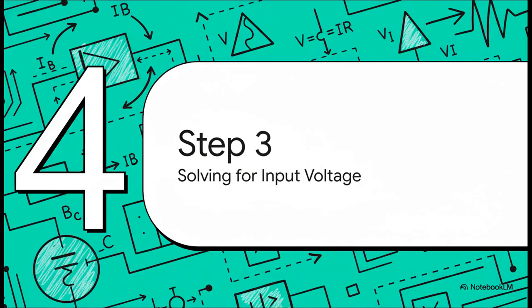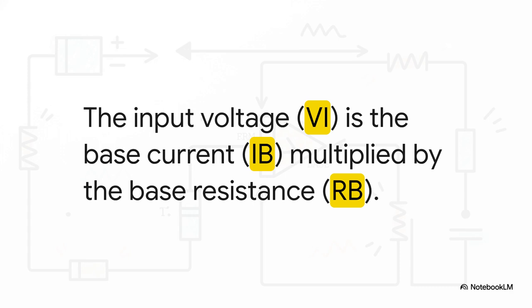Okay, we are on the home stretch now. We've got the input current, IB. All that's left is to use Ohm's law just one more time, this time on the input side, to find our final unknown, the input voltage, VI. Yep, back to our good old friend Ohm's law. The input voltage is just going to be the base current, which we just found, multiplied by the base resistance that we were given right at the very beginning.